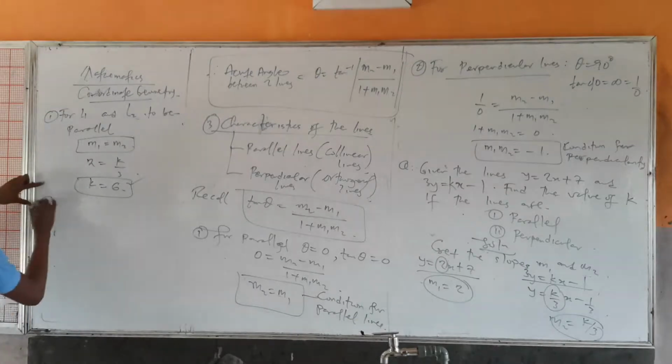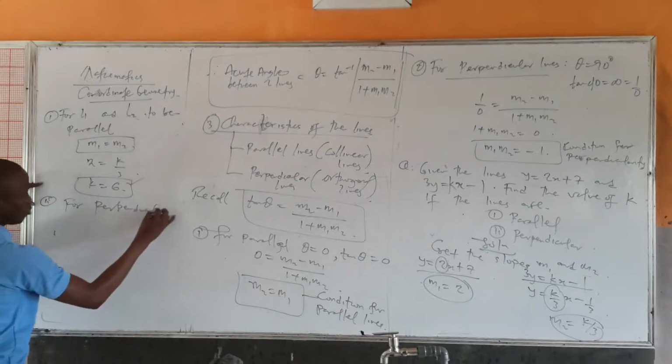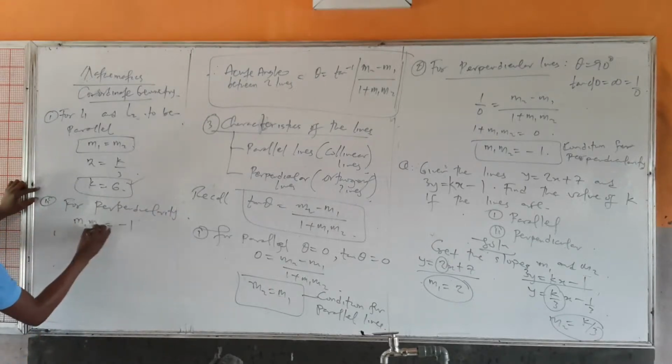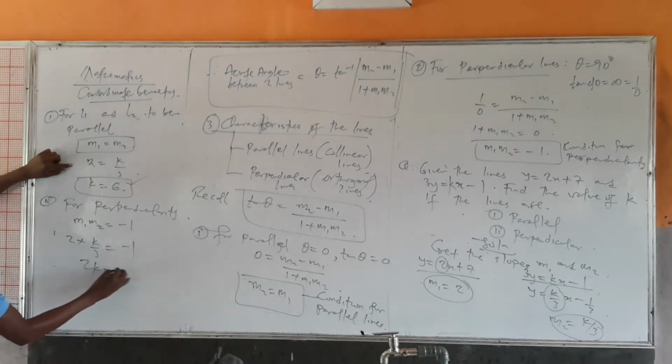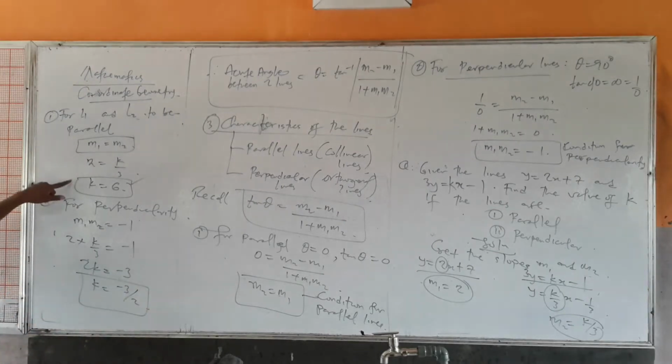Now if they are perpendicular, for perpendicularity, what happens? m1 m2 must give you -1. That means 2 times k over 3 should give you -1. And this is what? 2k over 3, or rather 2k is equal to -3, cross multiply, then k will give you -3 over 2. So if k is 6, the two lines will be parallel, and if k is -3 over 2, the two lines will be perpendicular.